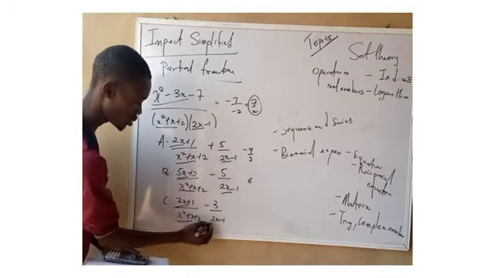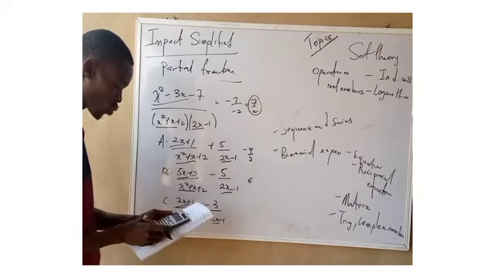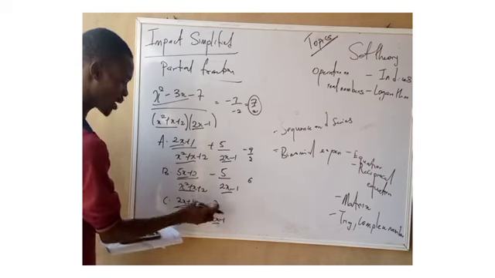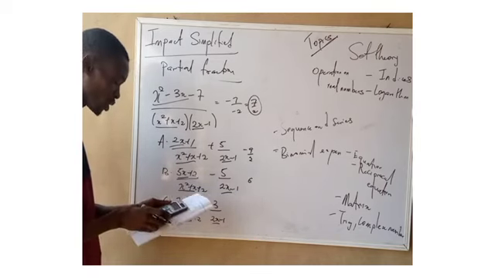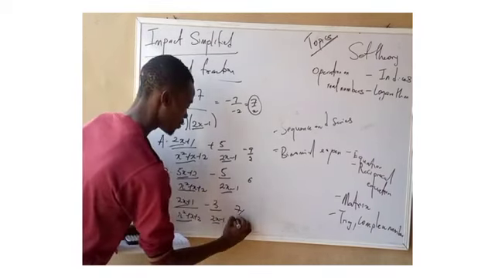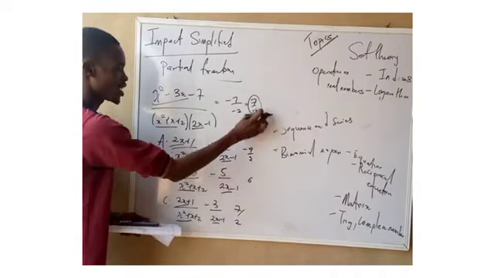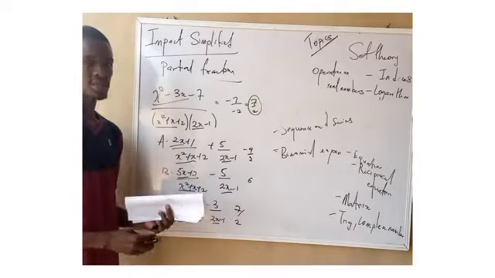Put your x as 0, what do we have here? We are left with 1 over 2. Now put your x as 0, minus 3 over minus 1 will give us plus 3. And that will give us what? 7 over 2. So anyone that gives you 7 over 2 is the right answer.